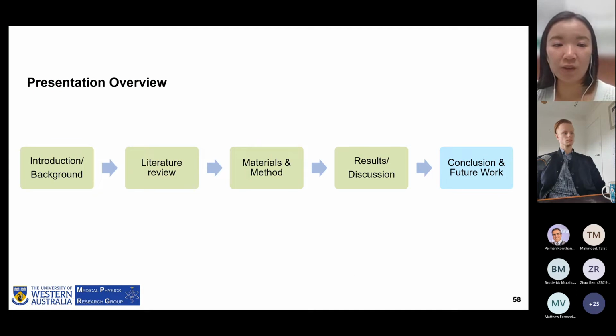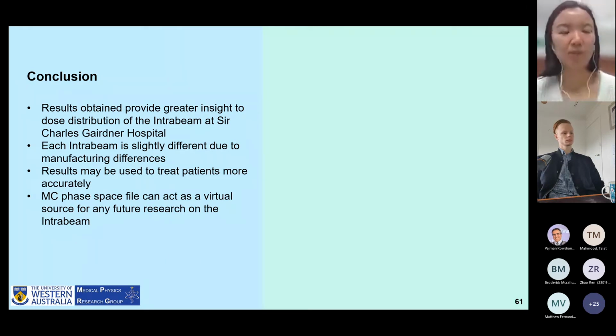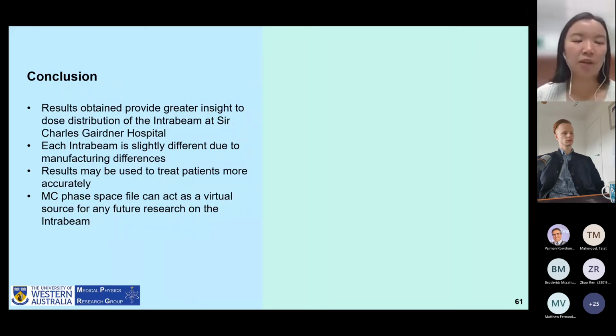So to conclude, the results obtained from this thesis provide greater insight into the dose distribution of the Intrabeam at Sir Charles Gairdner Hospital. This is important because each Intrabeam is slightly different due to manufacturing differences. These results can be used to treat patients more accurately. The Monte Carlo phase space file that we obtained can also act as the virtual source for any future research on the Intrabeam. This would save a lot of time.